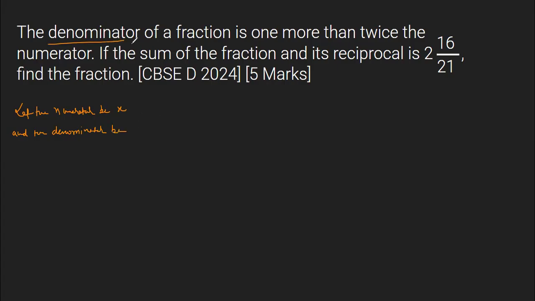So what is the denominator? If you read this line, the denominator of a fraction is 1 more. 1 more means 1 plus. Twice means 2 times. 2 times of what? Numerator. And numerator is x. So basically we got 1 plus 2x. I hope it is clear.